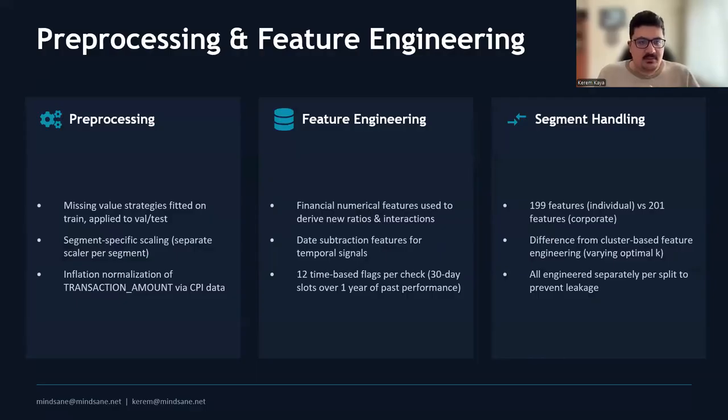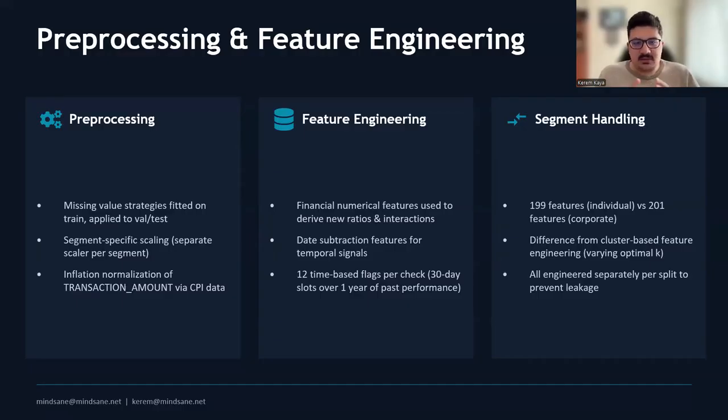We also implement pre-processing and feature engineering on the dataset. In this stage, removing rows was not acceptable. Therefore, we used all the missing value strategies we could to ready all the rows for model testing. We also scaled the data specifically for each segment. There's also an inflation normalization on the transaction amounts, which is a very important column, to level the playing field across all check data from 2022 to 2024.